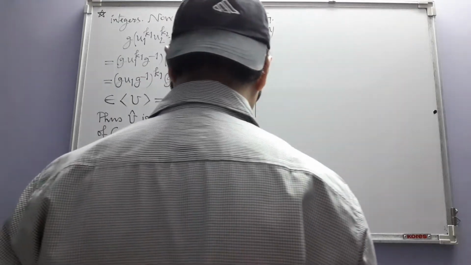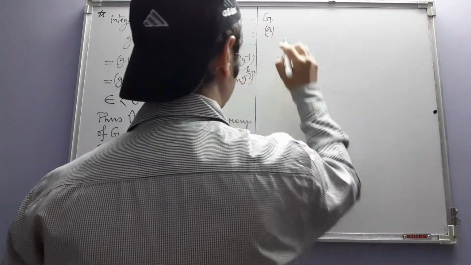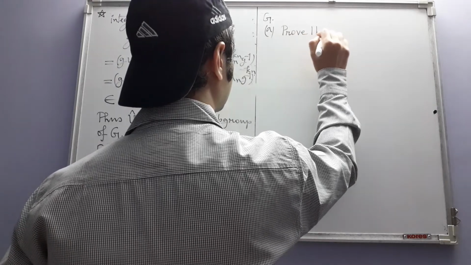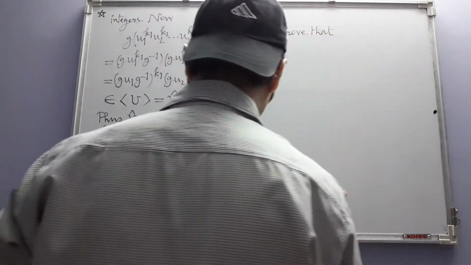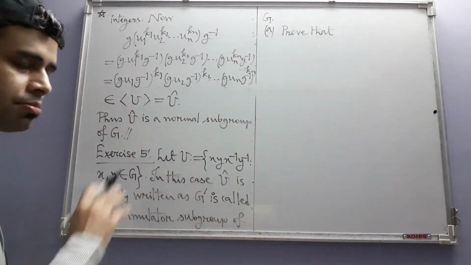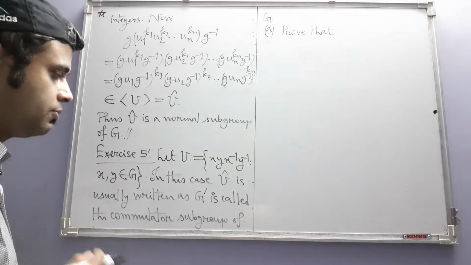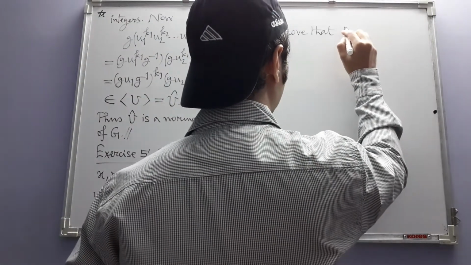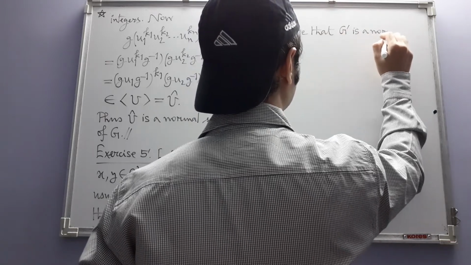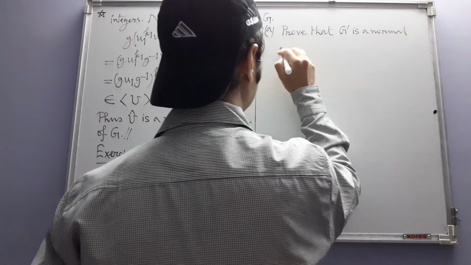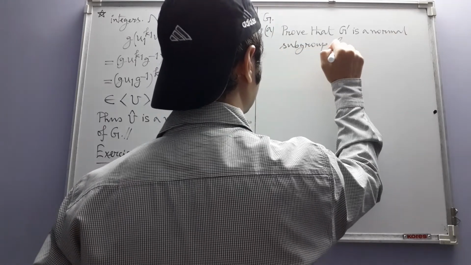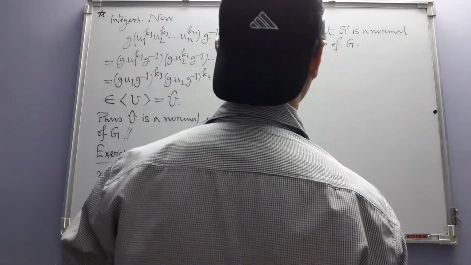Now there are 4 parts. Prove that we already know that since G prime is U hat for this particular U, so it's a subgroup of G. Now we have to prove that it's a normal subgroup of G.